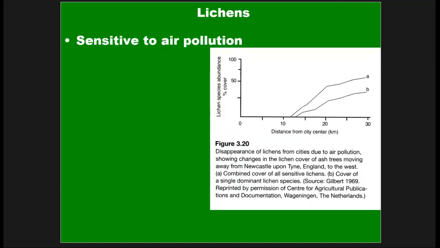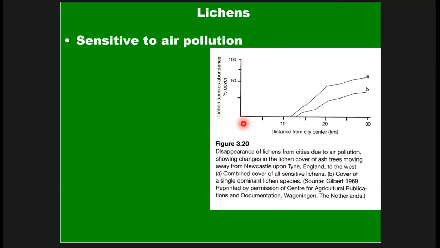The one thing you should be aware of is that lichens are pretty sensitive to air pollution. That is one thing that they struggle with because they have no way to easily sequester pollutants or excrete them out of their body. And so it tends to accumulate inside the lichen body.